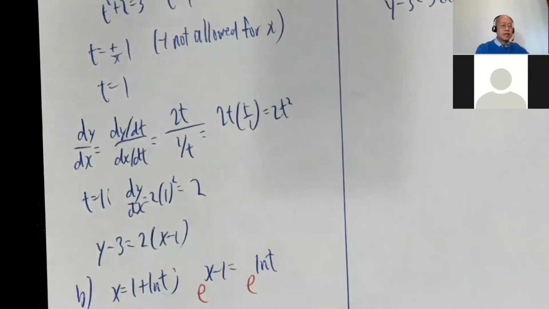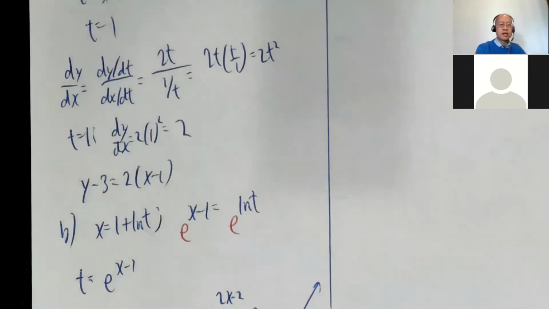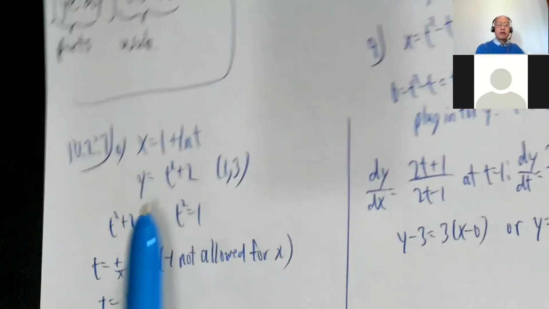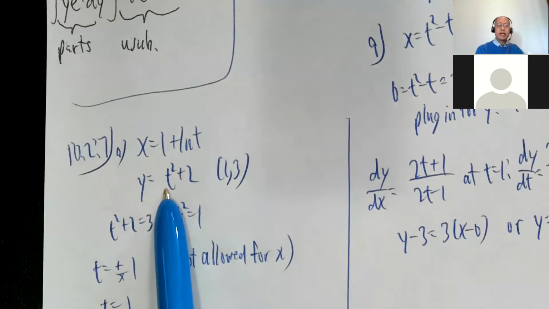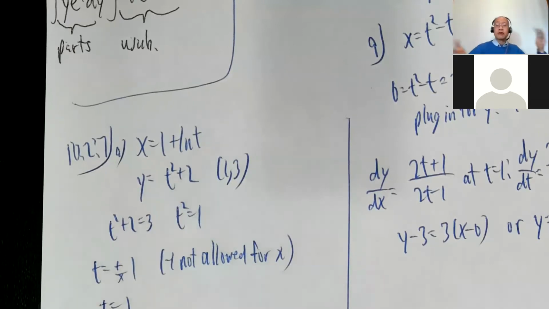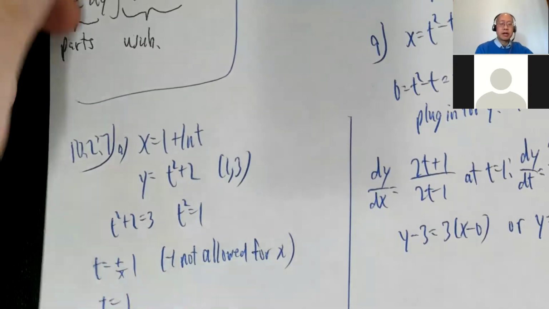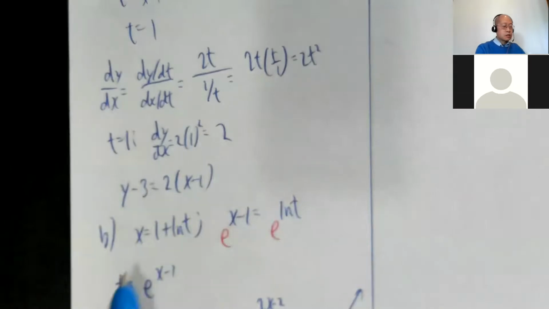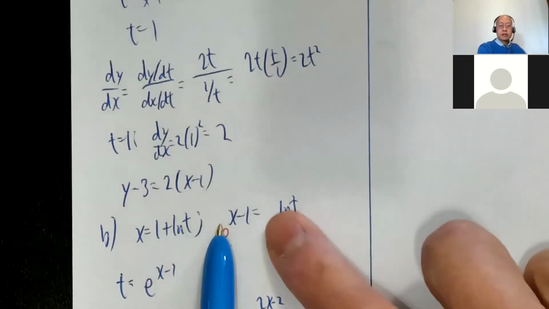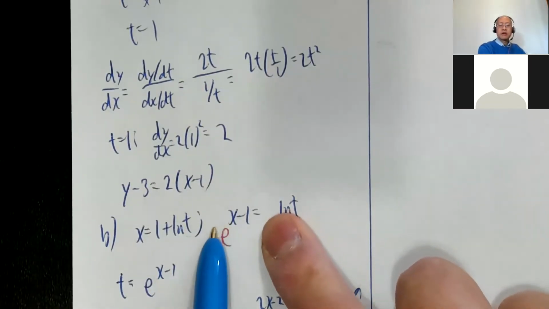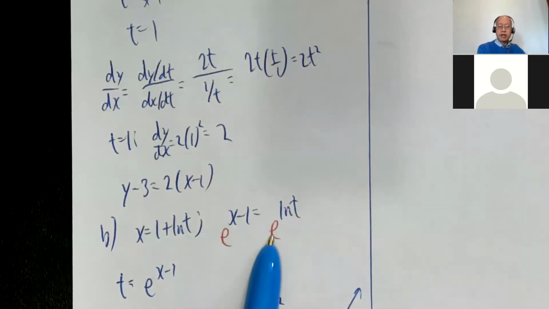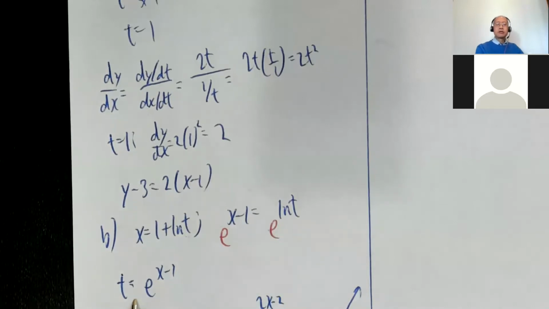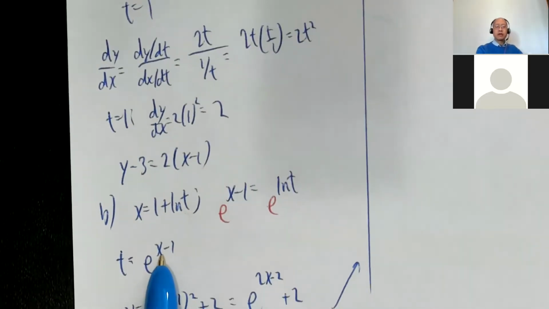Okay, part B says eliminate the parameter, that means get rid of the t. It's probably easier to get rid of the t in the first equation, because if you try to isolate the t in the second, you'd have to take a square root that involves a plus or minus, and I don't want plus or minuses. So I subtract 1 on both sides: x minus 1 equals ln t. Get rid of the ln by exponentiation: put an e here and an e here. These cancel out, so t is equal to e to the x minus 1.